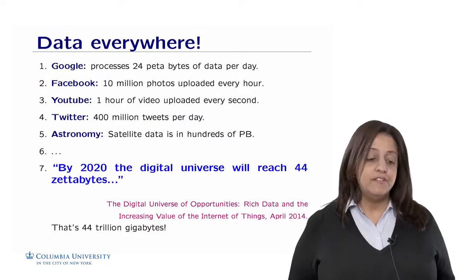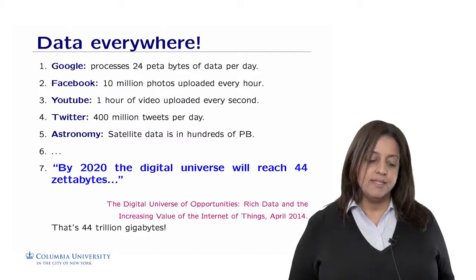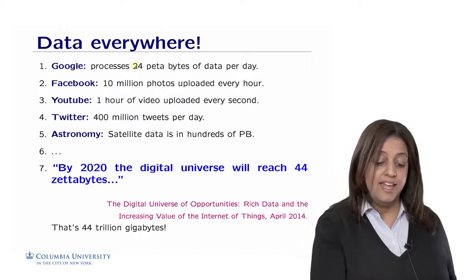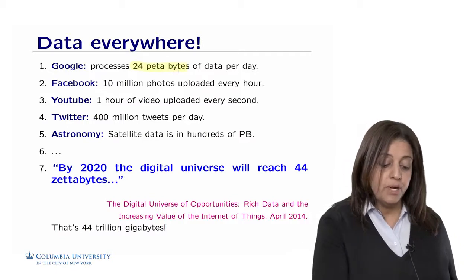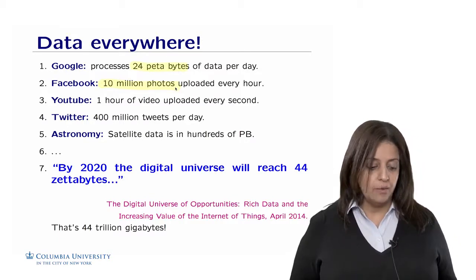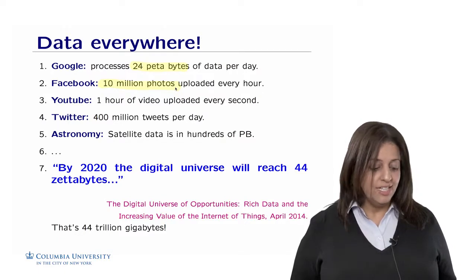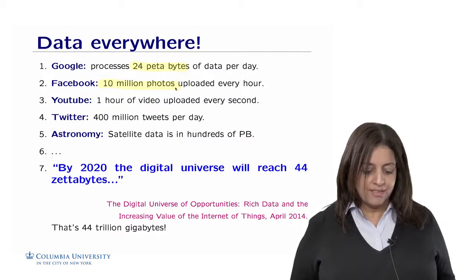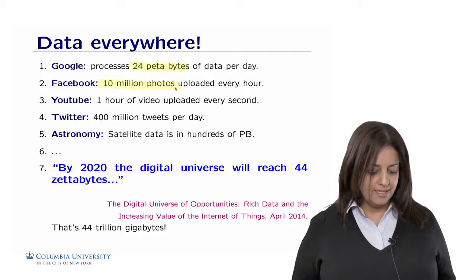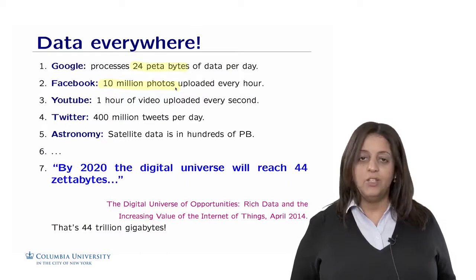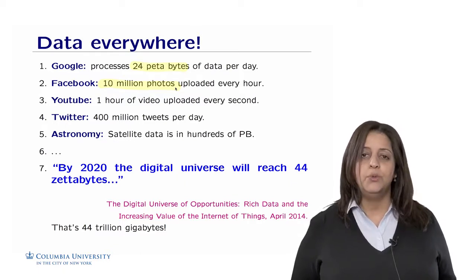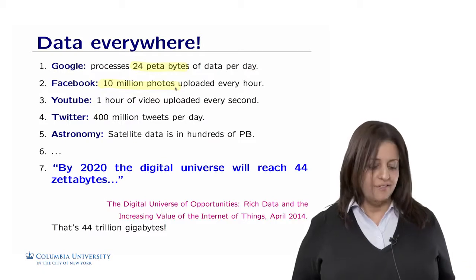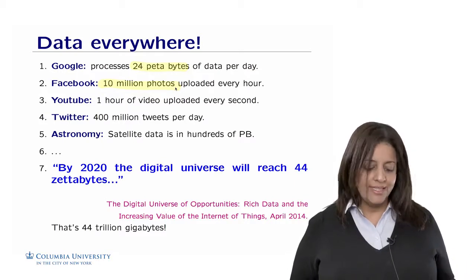What motivated the field of data science is that data today is everywhere. For example, Google processes 24 petabytes of data per day. Facebook processes 10 minutes of photo every hour. YouTube, we have about 1 hour of video uploaded every second. Twitter, about 400 million tweets per day. And in astronomy, for example, satellite data is in hundreds of petabytes. It is estimated that by 2020, the digital universe will reach 44 zettabytes of data. That is 44 trillion gigabytes.